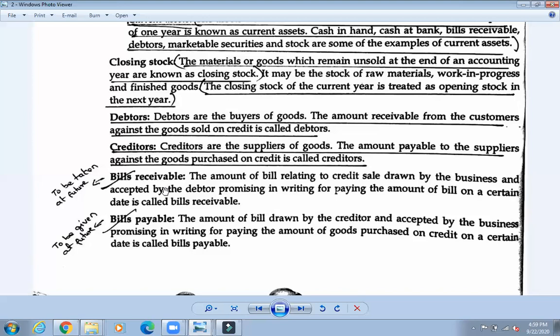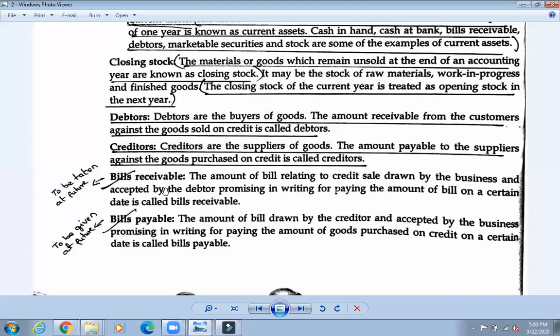Suppose you are learning in the school. Now you need to pay the money to the school, but you have not paid. That is called payable, the amount left to be paid. Payable means which is needed to be paid. So receivable means those amounts which are needed to be received.